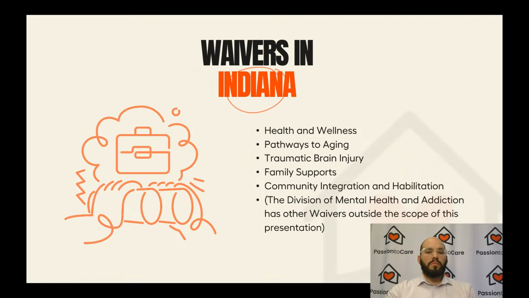Now, what are the most common waivers in Indiana? You have the health and wellness waiver, the pathways to aging waiver, the traumatic brain injury waiver, or the TBI, sometimes it's referred to, the family supports waiver, and the community integration and habilitation waiver. There's also waivers from the Division of Mental Health and Addiction. However, they provide a different category of services very often and are outside of the scope of this presentation.